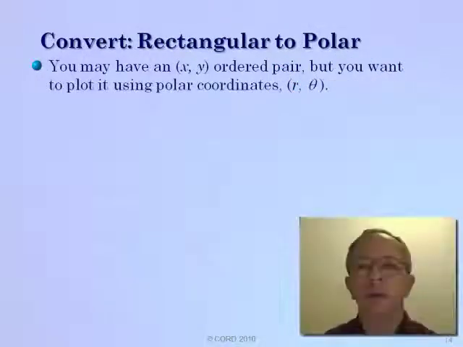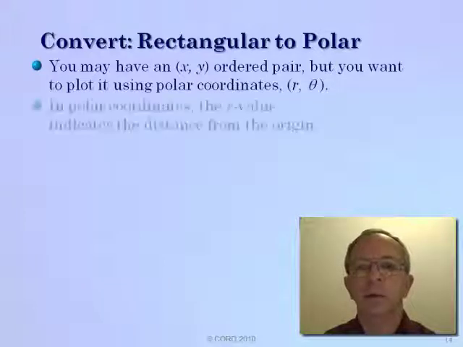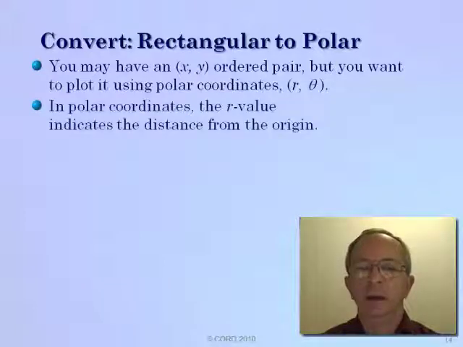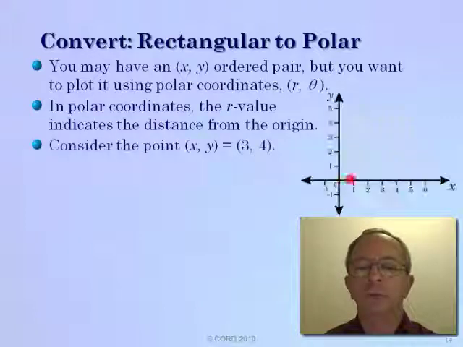You're often going to be given a rectangular XY pair, but you need to convert it to a polar r, theta pair. So how do we do that? Well, let's look at this a little closer. In polar coordinates, the r value indicates the distance from the origin. So let's consider the xy point (3, 4). Well, how far is that from the origin?